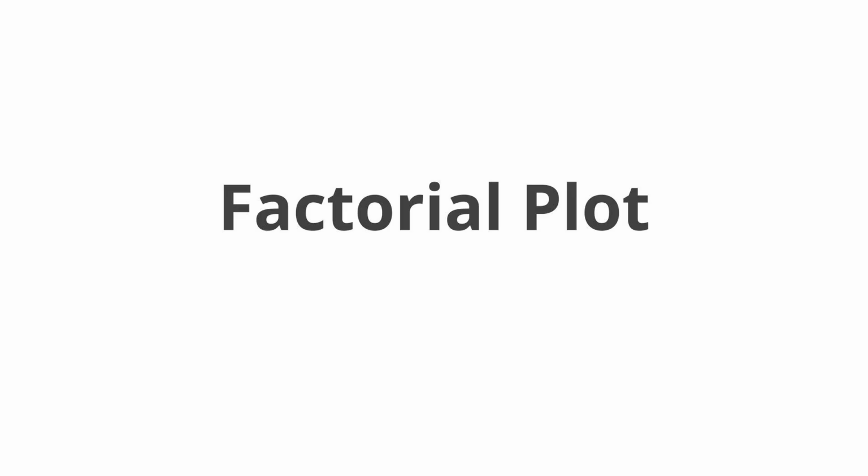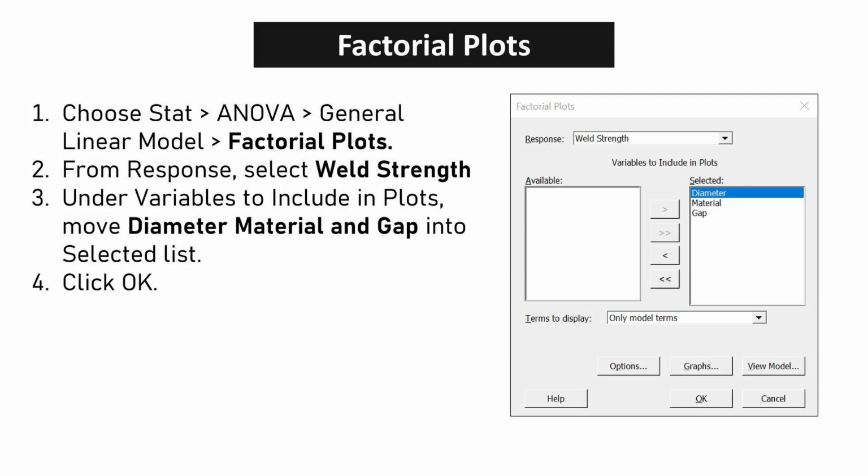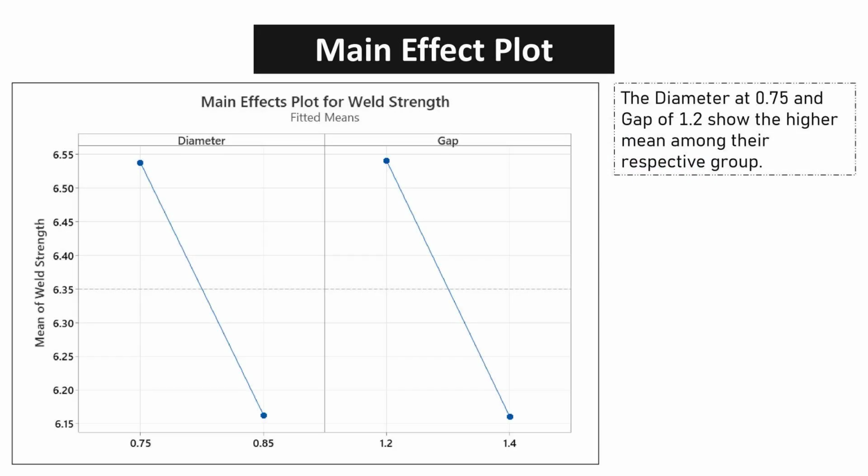Factorial plots provide a visual representation of factor effects, highlighting key interactions and main effects. Choose Stat, ANOVA, General Linear Model, Factorial Plots. From Response, select Weld Strength. Under Variables to include in plots, move diameter, material and gap into the selected list. Click OK. The diameter at 0.75 and gap of 1.2 show the higher mean among their respective groups.